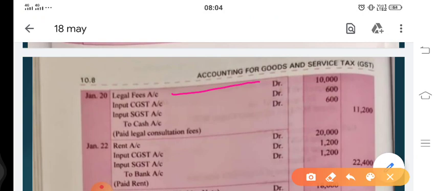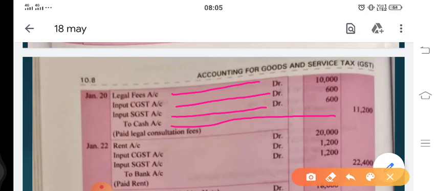As we already have discussed, this expenditure also lies in the category where we have to pay GST. So input CGST account debited with 600. Input SGST account got debited with 600, because 10,000 into 6% comes to 600, and the total amount paid will be 10,000 plus 1,200, that comes to 11,200.